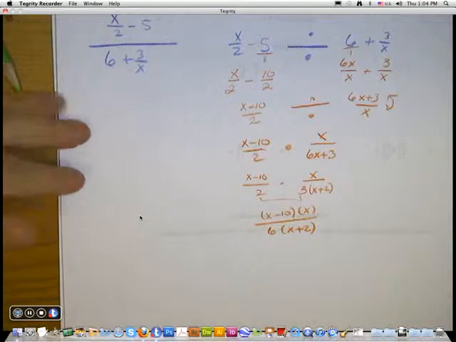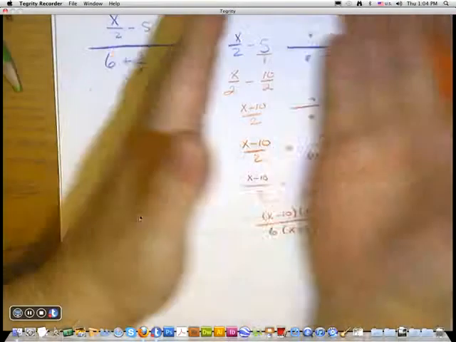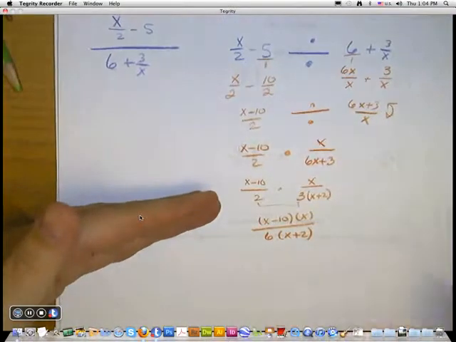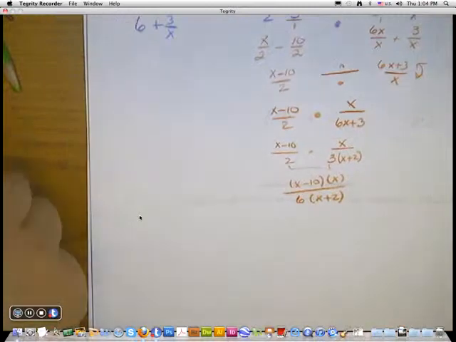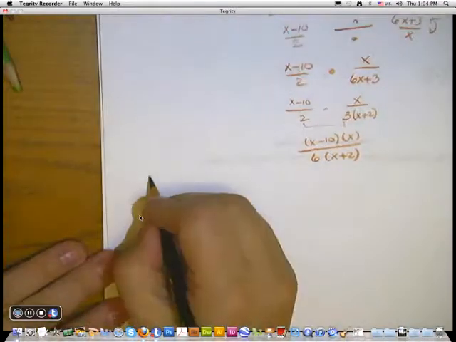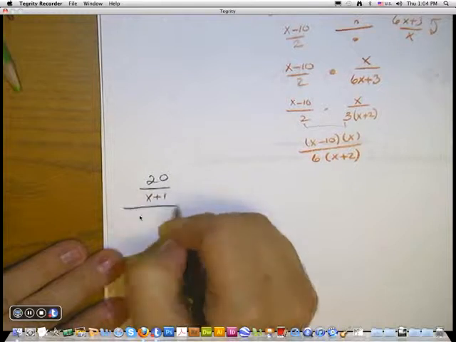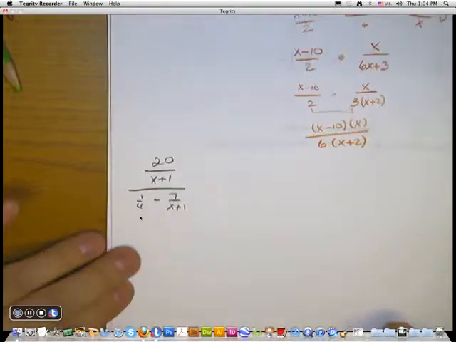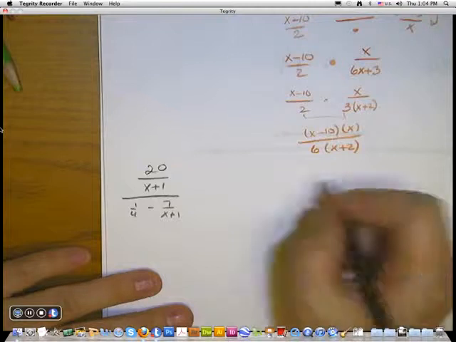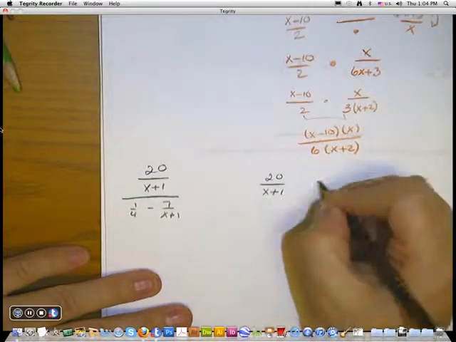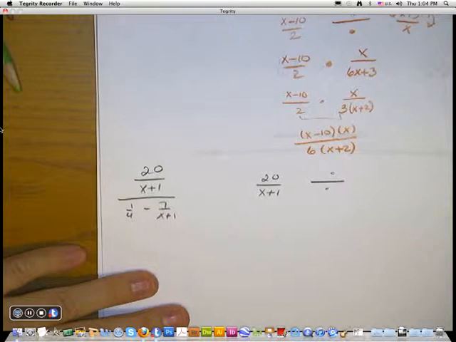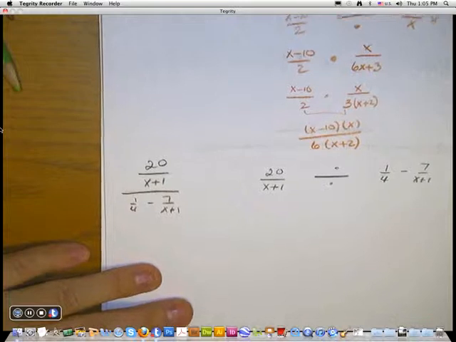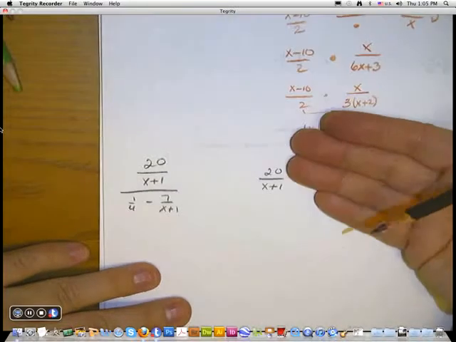However, when you're doing these problems, they do take up space. Each step by itself is not a difficult step, but you do need to show them. You do need to break it out, separate them apart, and show all the steps. So here I have 20 over x plus 1, and I'm going to divide that by 1/4 minus 7 over x plus 1. I'm going to first start by writing the numerator, big divide sign, so I know that is the numerator, and the denominator.